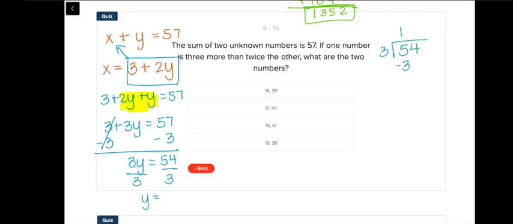3 fits into 5 one time, giving you 3. Subtract gives you 2, bring down the 4. 3 fits into 24 8 times. So y is going to equal 18. That's our first value. Our next value is x. You can get x by using either one of the equations. I'll go ahead and use the first one.